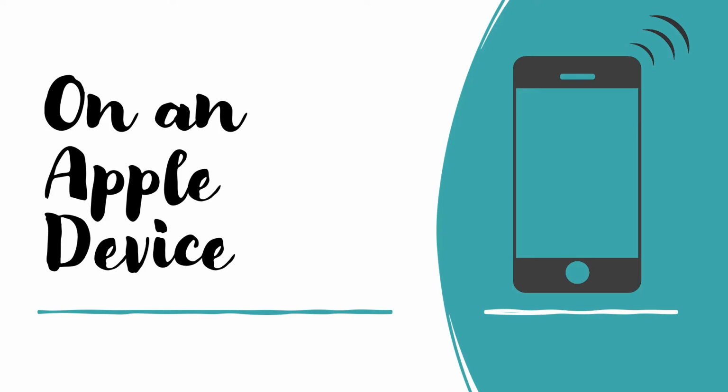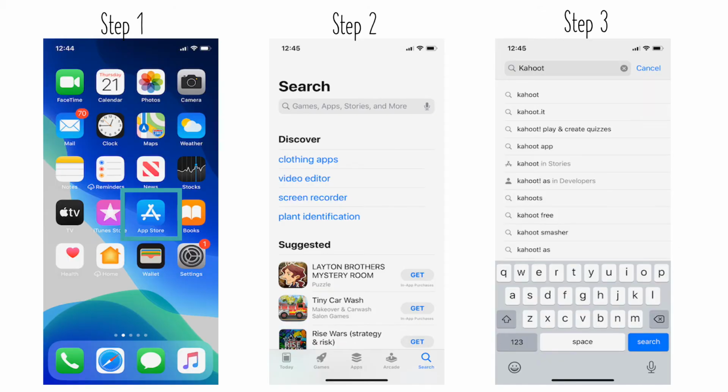Now I'll talk about how to use Kahoot on an Apple device. Again, you'll have to have Zoom open on your computer to see the host screen. But to access Kahoot as a player, you'll need to download the Kahoot app. So you'll need to click the icon for the App Store, and then you'll hit the search button at the bottom right of the screen, and in step 3, you type Kahoot in the search bar and click the blue search button.